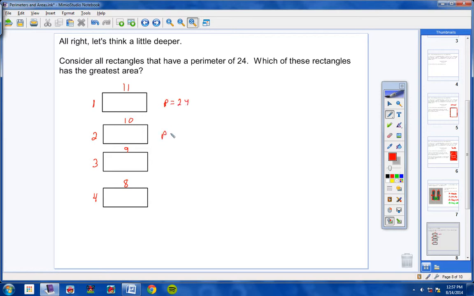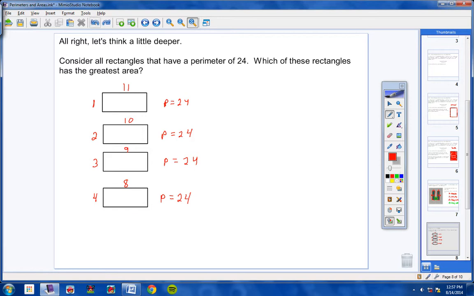The perimeter of this rectangle is 24. The perimeter of this rectangle right here is 24. Are you sure, Mr. Earhart? Yeah, I'm definitely sure. If you add up all these sides, 4 plus 8 plus 4 plus 8, you will get 24. Okay, and we're going to continue this very quickly.